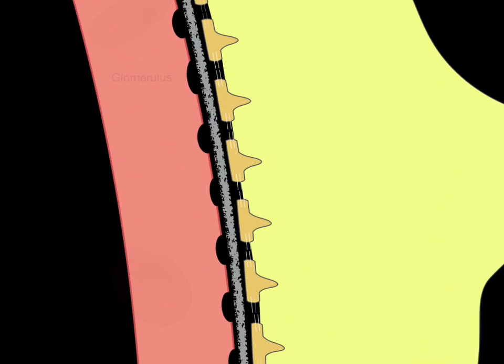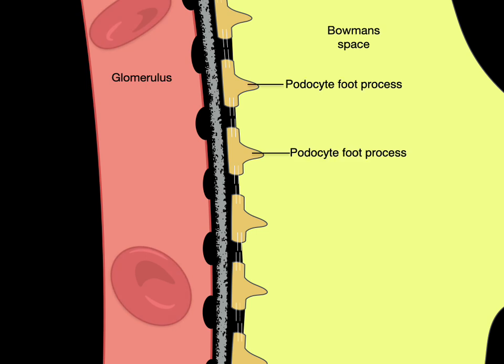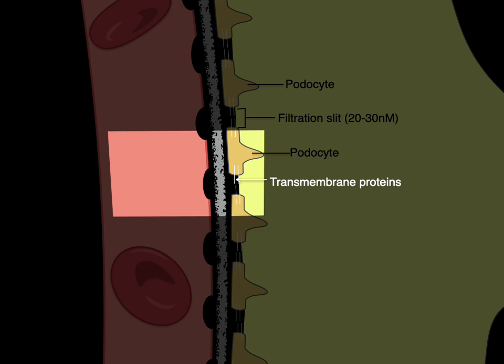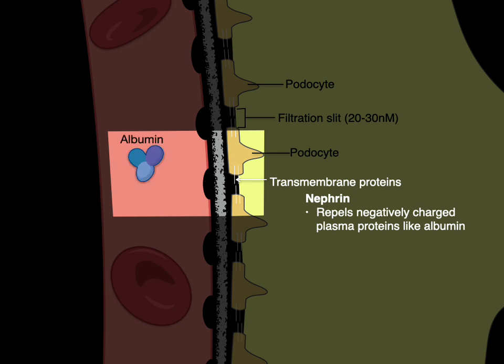All right, so we zoom in, and there's the glomerulus, and there's Bowman's space, and there's the podocyte foot processes, and there's a filtration slit between the foot processes. That's maybe 20 to 30 nanometers wide. And between those filtration slits are these transmembrane proteins. One big one is nephrin that repels negatively charged plasma proteins like albumin. So there's albumin in the glomerular capillary, and it goes to be filtered, but it's too big and it's repelled because of the negatively charged nephrin.